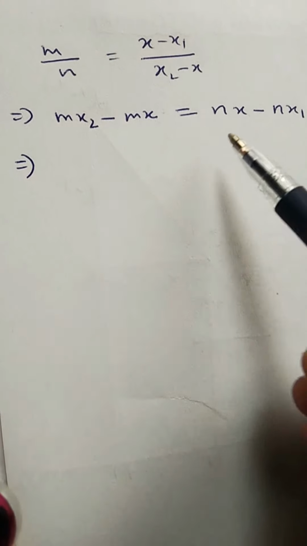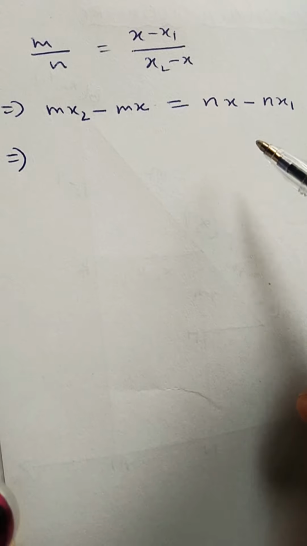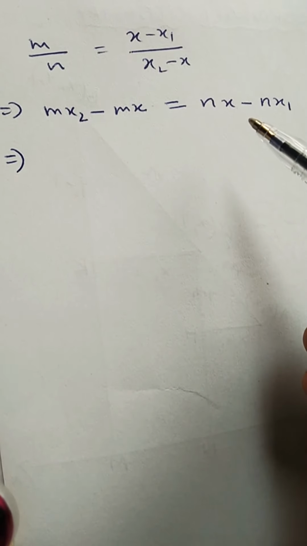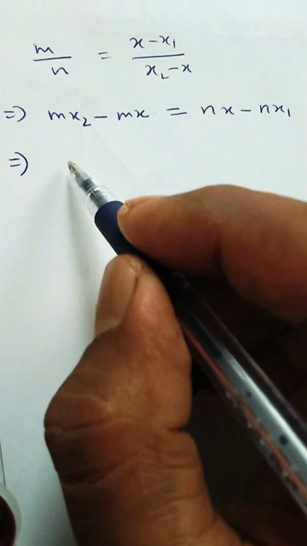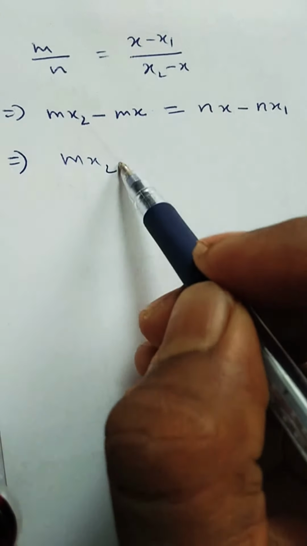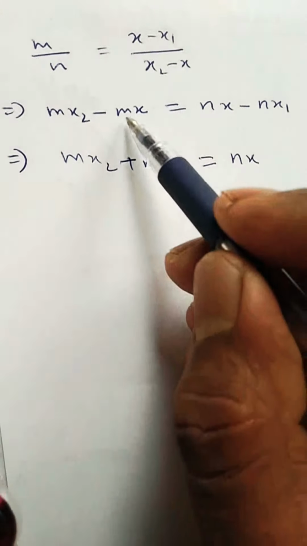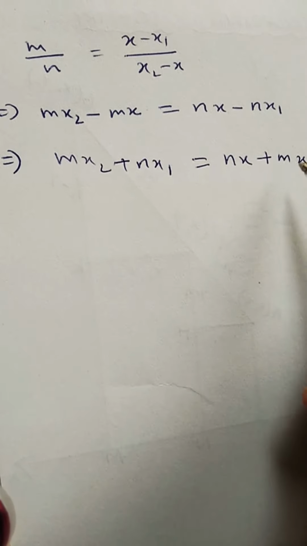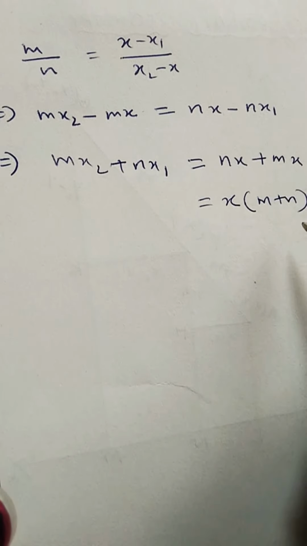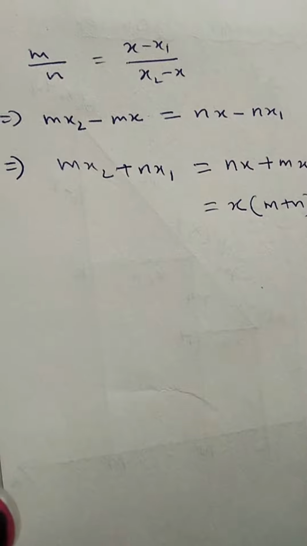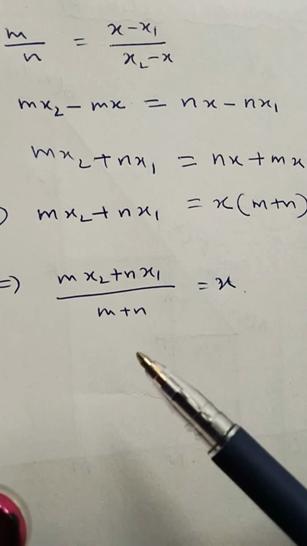If we cross multiply, then we will get this line. Now after this, the x terms we will bring to one side and the terms which have no x we will bring to the other side. So mx2 and nx1 we will bring to this side. So you can write mx2 plus nx1, this will become plus, equals nx, and mx we will bring here as plus mx. Now from here we can take x common, then this will become m plus n. Now m plus n will shift to the left side and then we will get the value of x, which is mx2 plus nx1 by m plus n.